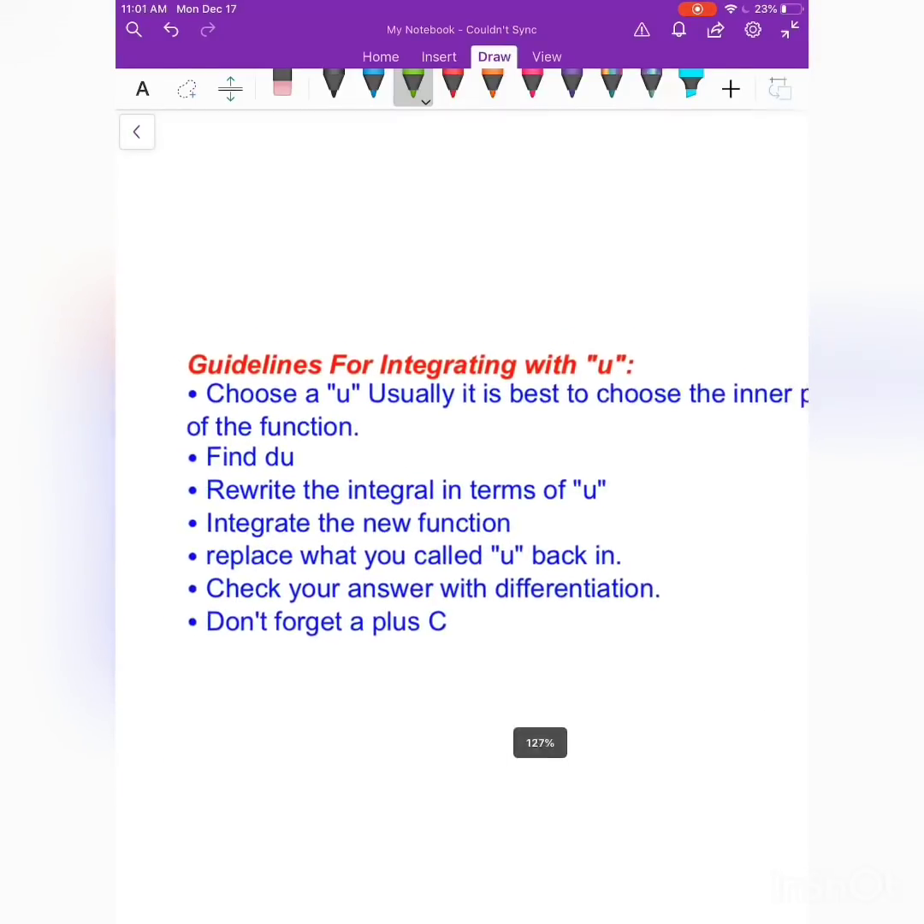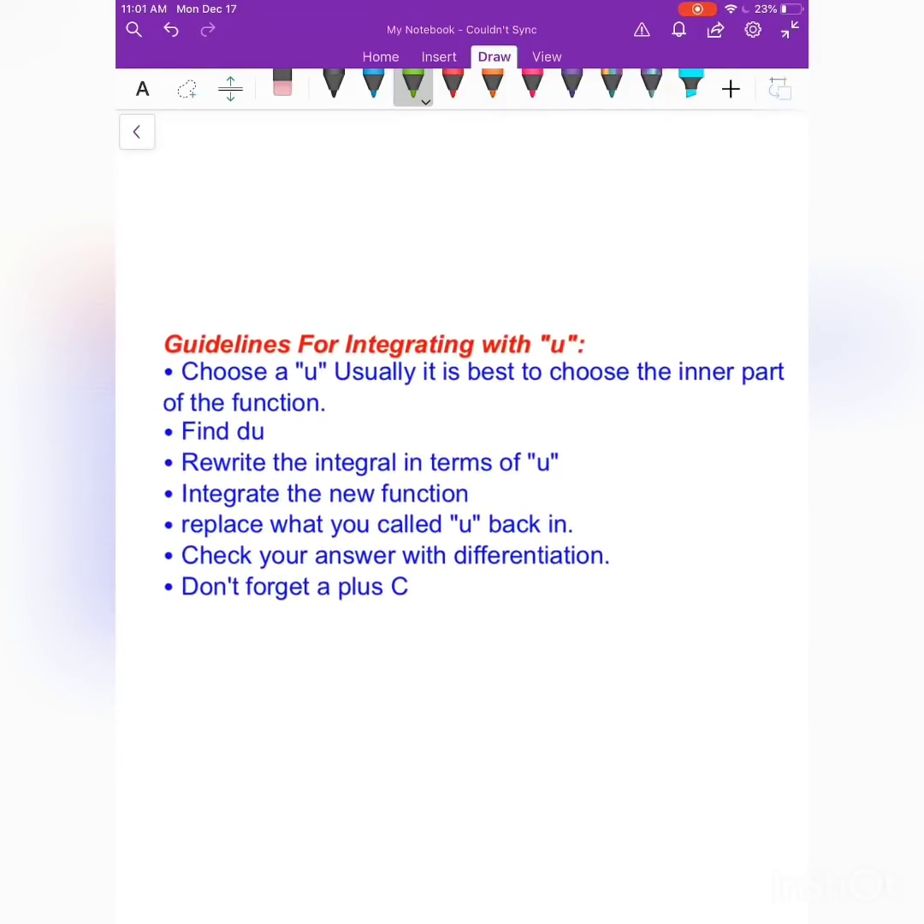So here are guidelines that I've given you. Sometimes picking u isn't easy, knowing what thing to pick. So here are a couple guidelines, and the first thing I would say is, like I told you earlier, pick a u whose derivative is in the problem. That'll always be helpful. But another helpful tip is usually it's best to choose the innermost part of the function. So something that's on the inside, call that your u.